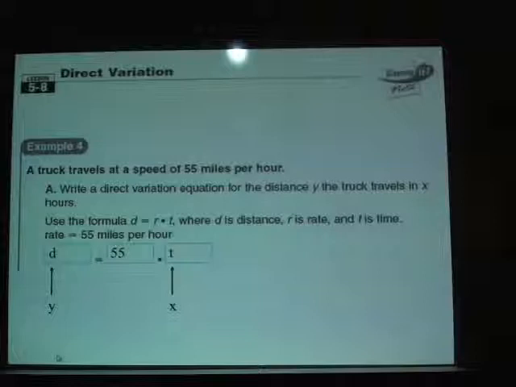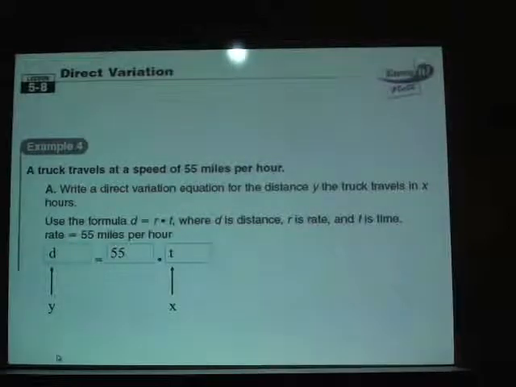All right, let's take a look at number 4. A truck travels at a speed of 55 miles an hour. Write a direct variation equation for the distance y the truck travels in x hours. Use the formula d equals rt, where d is distance, r is rate, and t is time. So, the one number we have here is the rate, 55 miles an hour.